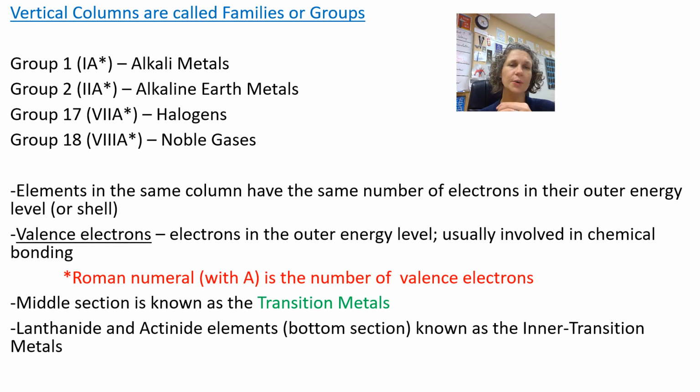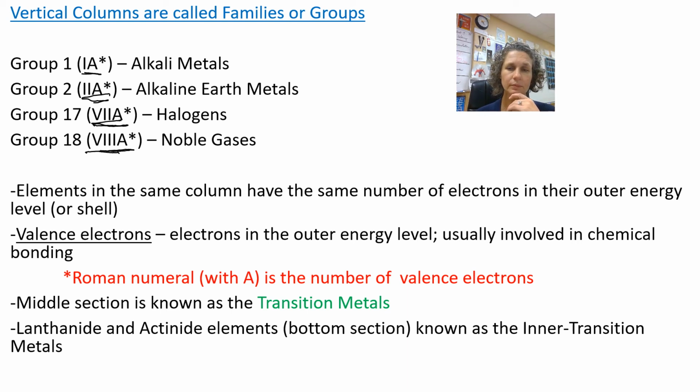Okay, so now the columns, so up and down, these are called families or groups. There are 4 that I want you to know the specific name for. Group 1 are the alkali metals. Group 2 are the alkaline earth metals. Group 17, if we're talking about the columns, are the halogens. And group 18 are the noble gases. Now, I have also put on here an older designation. This is a Roman numeral, 1A, 2A, then 7A, and 8A.